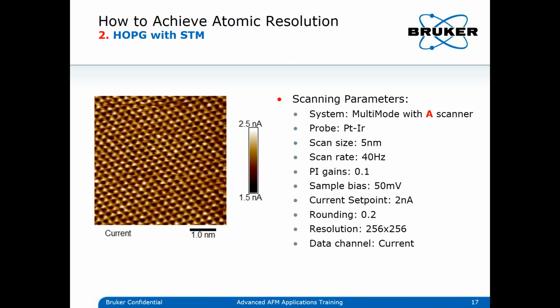The current set point is here, in this case, 2 nanoamperes. It could also be 1 nanoampere. I did my measurements a long time ago with 1 nanoampere, and it also worked nicely. Again, the rounding, in this case, is 0.2. The resolution here is 256 times 256, and the data channel here is the current, because, like in AFM contact mode, the current can be compared to the friction. The system runs more or less at a constant height, and you see the current flowing in and out of the tip. The height channel will be of more or less no information.